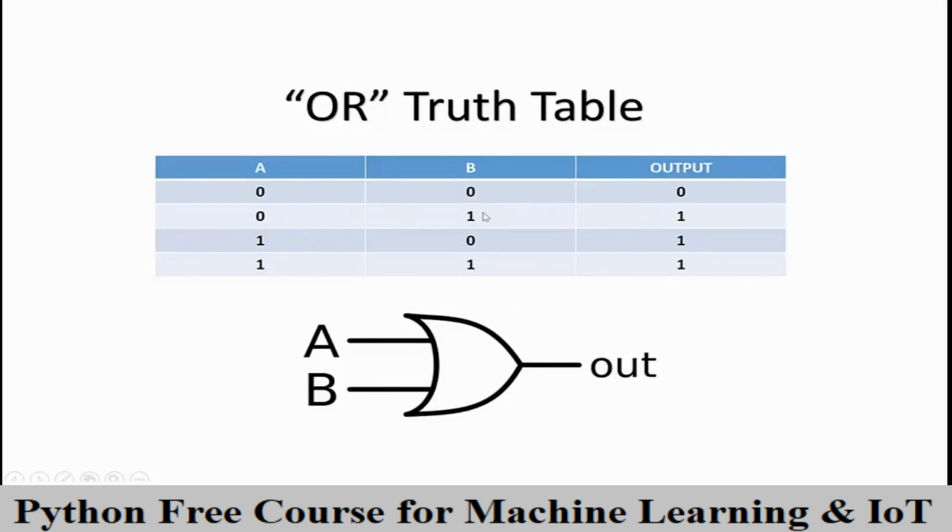So if B is true, you're going to get true. If A is true, you're going to get true. If A and B are both true, you're going to get true. But if they're both false, then you're going to get false. So basically, OR is a very forgiving type of logic. You use it if you just want to check whether any of these conditions are true. So let me show you an example.